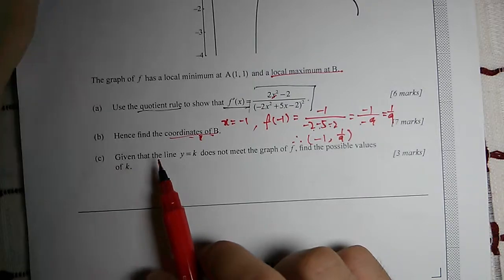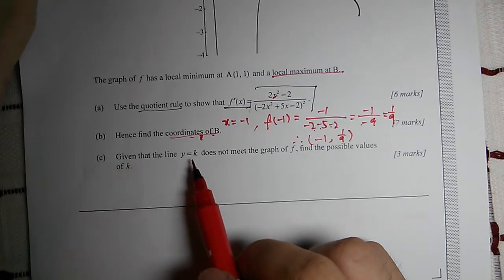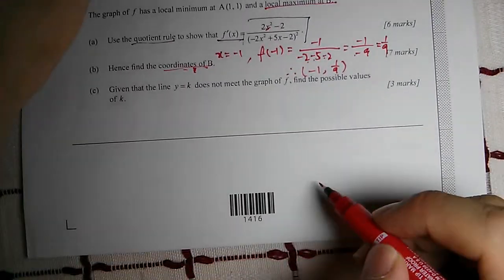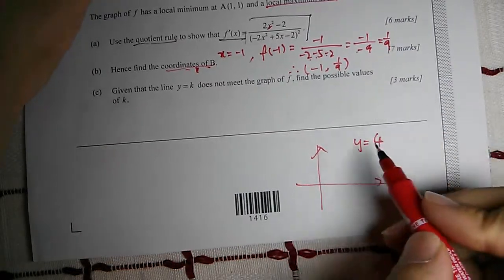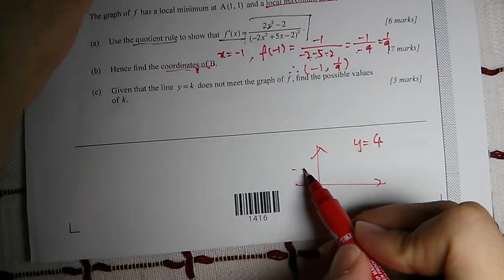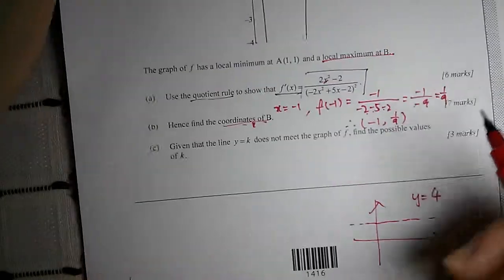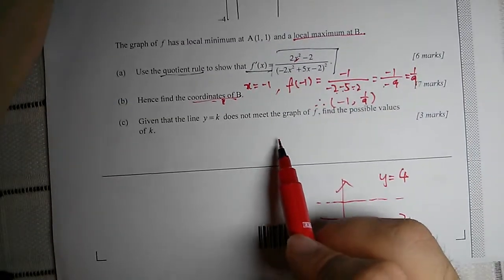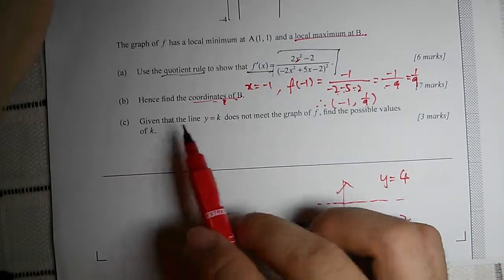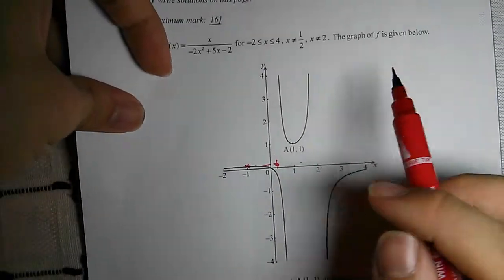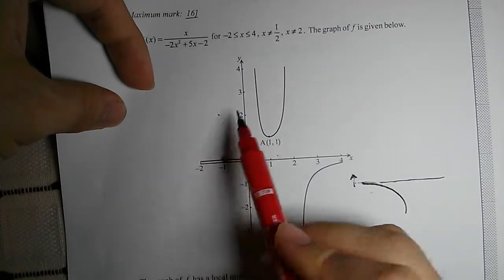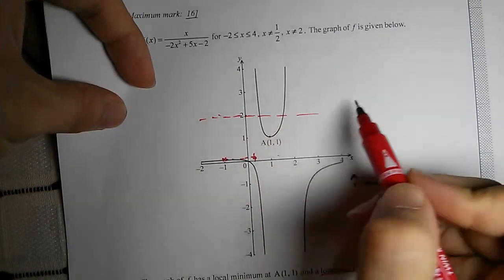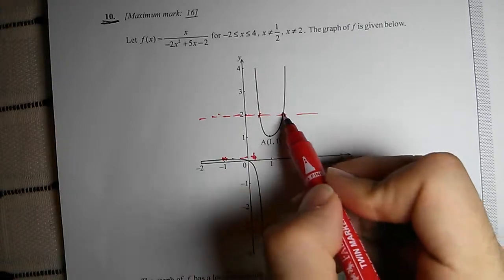Given the line y equals k, where k is a number, remember that y equals a number is a horizontal line. It does not meet the graph of f. Find the possible values of k. What does it mean? If k is 2, then you would have a horizontal line like this. Does it cut the graph? Of course, you have 2 points here.